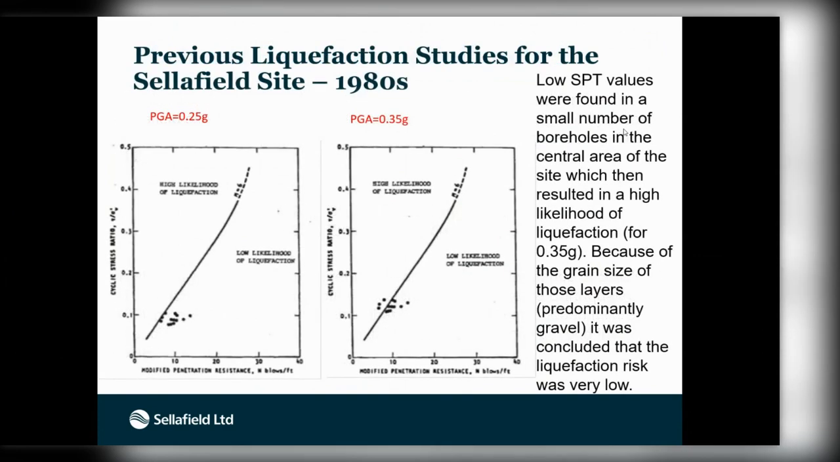So at the Sellafield site, basically, we've got granular material, we've got a high groundwater table, and we can have strong earthquakes. This is why in the 80s, a liquefaction assessment was carried out, and low standard penetration test values were found in a small number of boreholes in the central area of the site, which then resulted in a high likelihood of liquefaction for the 0.35 g. Because of the grain size of those layers, which were predominantly coarse material, it was concluded that the liquefaction risk was very low.